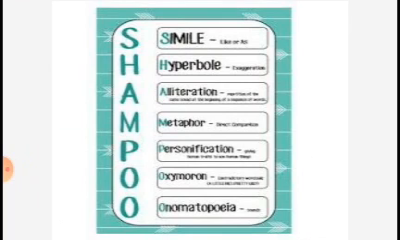Friends, in order to understand in a very simple and easy way the different names, that is the basic elements of the types of figures of speech, you need to remember the word SHAMPOO. As you can see here, S stands for simile, H hyperbole, A alliteration, M metaphor, P personification, O oxymoron, and O onomatopoeia. In fact, there are around 25 figures of speech, but today we will be learning about basic 13 types of figures of speech, which includes these 7.